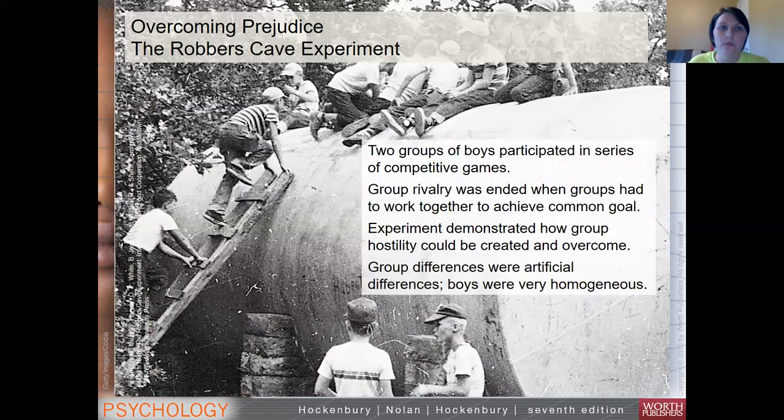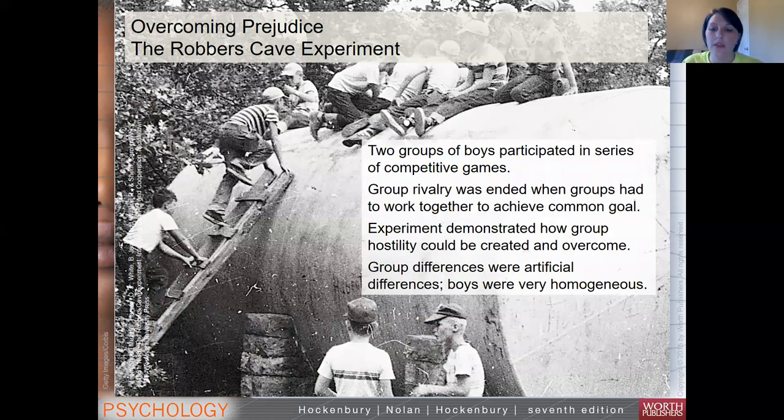Now, how do we fix prejudice? How do we fix this? The idea is that we fix it by having an opportunity where we all work together. This kind of stems from the Robbers Cave experiment. At Robbers Cave State Park in Oklahoma, in 1964, I believe, there was a study where there were two groups of boys taking part in a camp, and they experienced a rivalry.